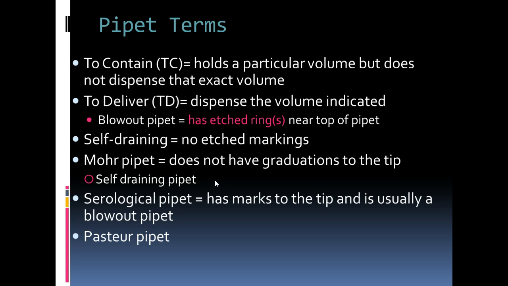And if you see the etched rings on the top, it means that it is a blowout pipette. If you do not see the etched markings, you just let it drain. A volumetric pipette does not have graduations to the tip. It's also self-draining. A serological pipette has marks to the tip and is usually a blowout pipette. We also have Pasteur pipettes, which are just transfer pipettes that don't have any markings at all.